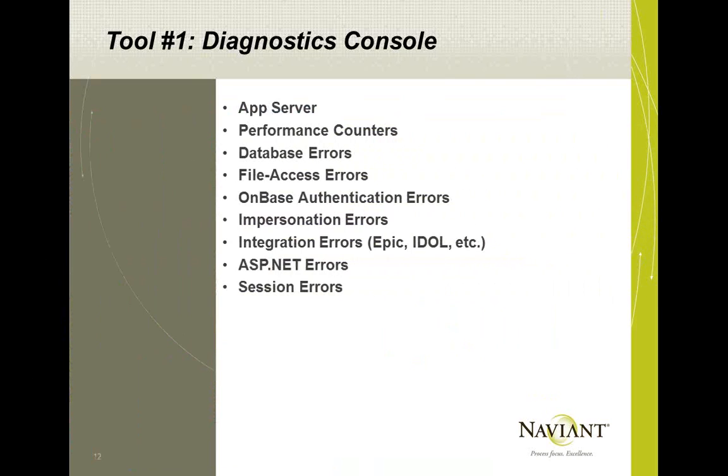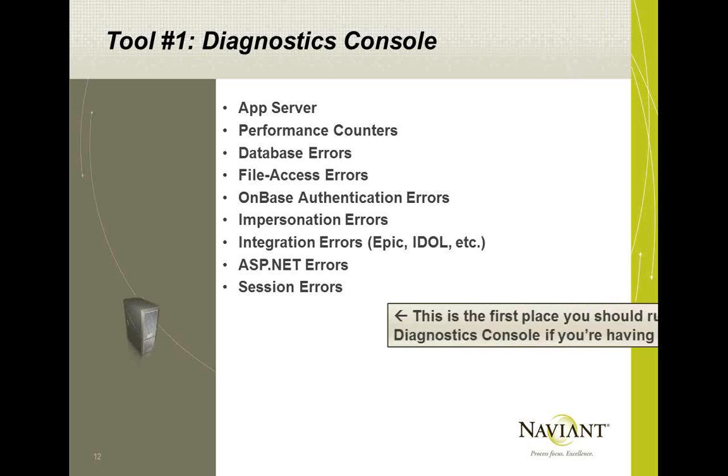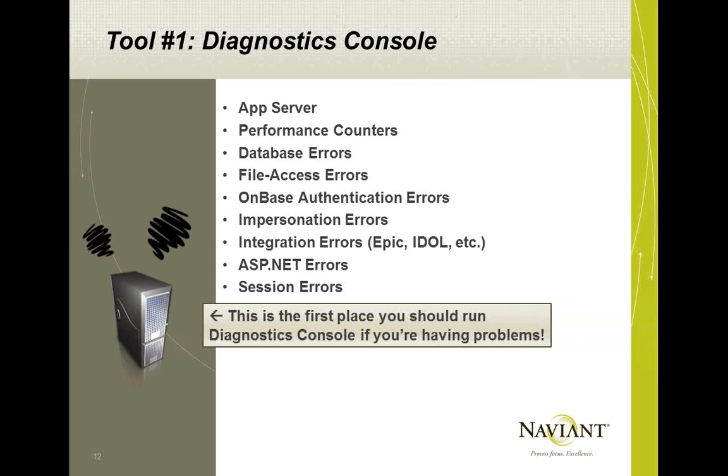Along with the performance counters you see from the web server, you'll also be able to log database errors, file access errors, OnBase related authentication errors, impersonation errors if you're using Active Directory impersonation, and you should be. You'll also get integration errors here, like Epic, Outlook integration, Autonomy Idle, any of the other Hyland-provided integrations. They all talk to the app server. You'll pick up any of your ASP.NET errors here, and the dreaded no session for session ID error will show up on the console on your app server. If things aren't working, this is the first place you should run a diagnostics console to help you troubleshoot.